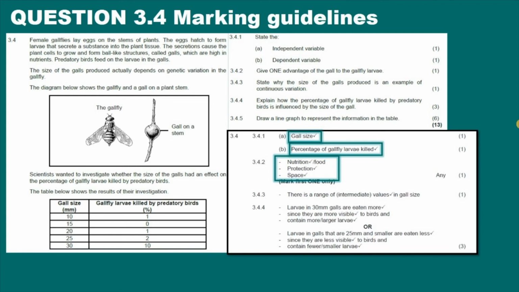Now they asked, how would you know that it is continuous variation? That means there are small changes that will be visible. That's why you will state that there is a range of values for the size of the gall, or intermediate values. It didn't jump from 10 to 30, because then it would be discontinuous. It went from 10 to 15, 20, 25 to 30. So there were small changes over time.